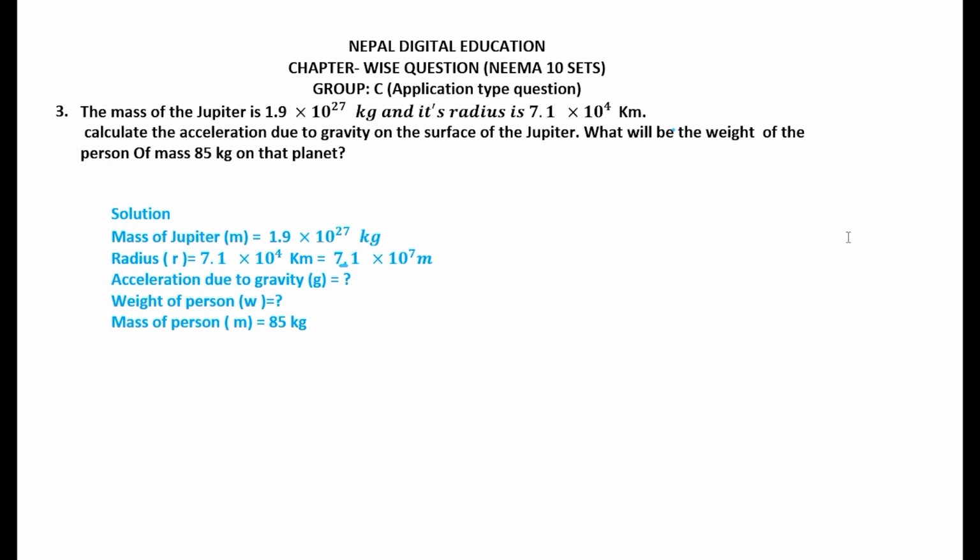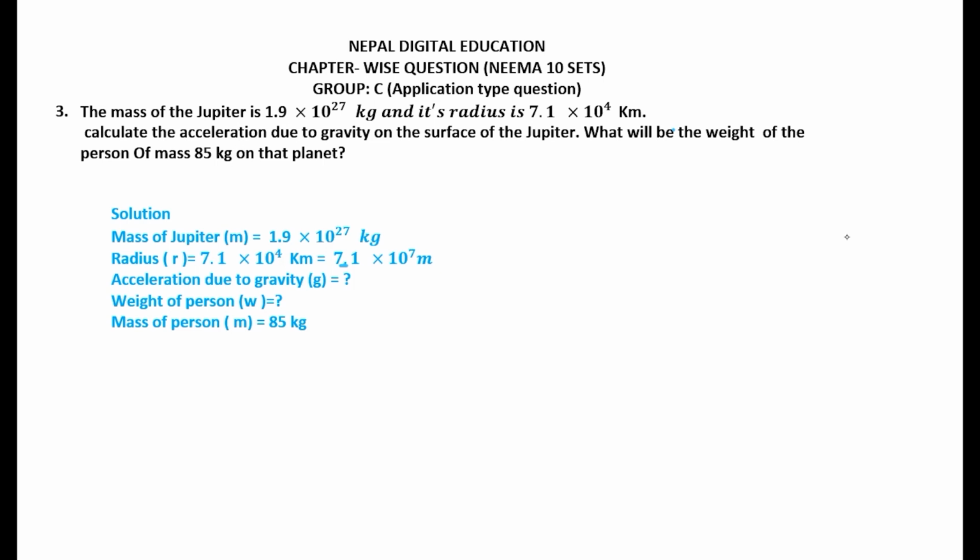Let us look at the problem third. The mass of the Jupiter is 1.9 into 10 to the power 27 kg and its radius is 7.1 into 10 to the power 4 kilometer. Calculate the acceleration due to gravity on the surface of the Jupiter.